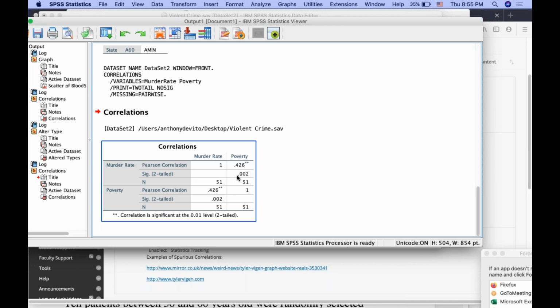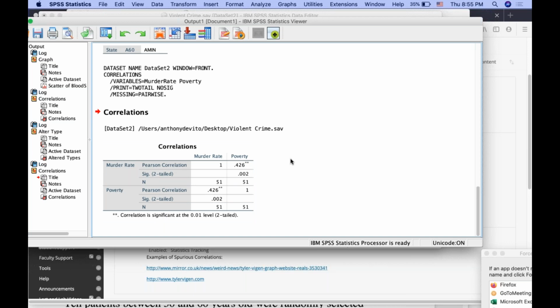In other words, to get this extreme a value, given the data that we have, that would only occur 0.2 percent of the time if the null hypothesis were true. So since there's less than a 5% chance the null hypothesis is true, we can reject it, right? We're willing to take that risk and reject it. Okay, so that's pretty interesting, right?